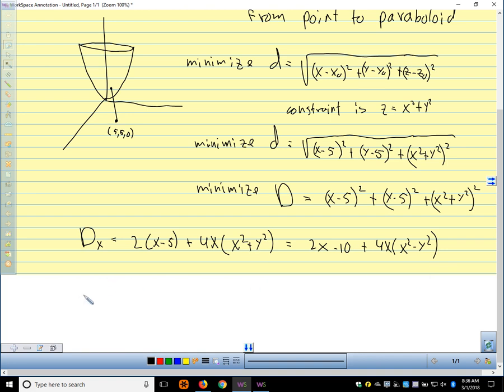We get a similar derivative for the partial with respect to y. Plus, thank you. I don't know why I want to keep it minus. We get a similar expression for our derivative with respect to y. I'm just going to write it over here. d sub y equals 2y minus 10 plus 4y times (x squared plus y squared).